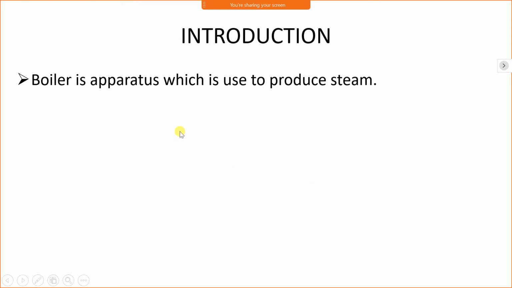You might have heard boiler. Now what is meant by boiler? The boiler is a device which is used to produce steam. Any device where water is boiled and that boiled water is converted into steam is called as a boiler. But the condition is that it should be closed.